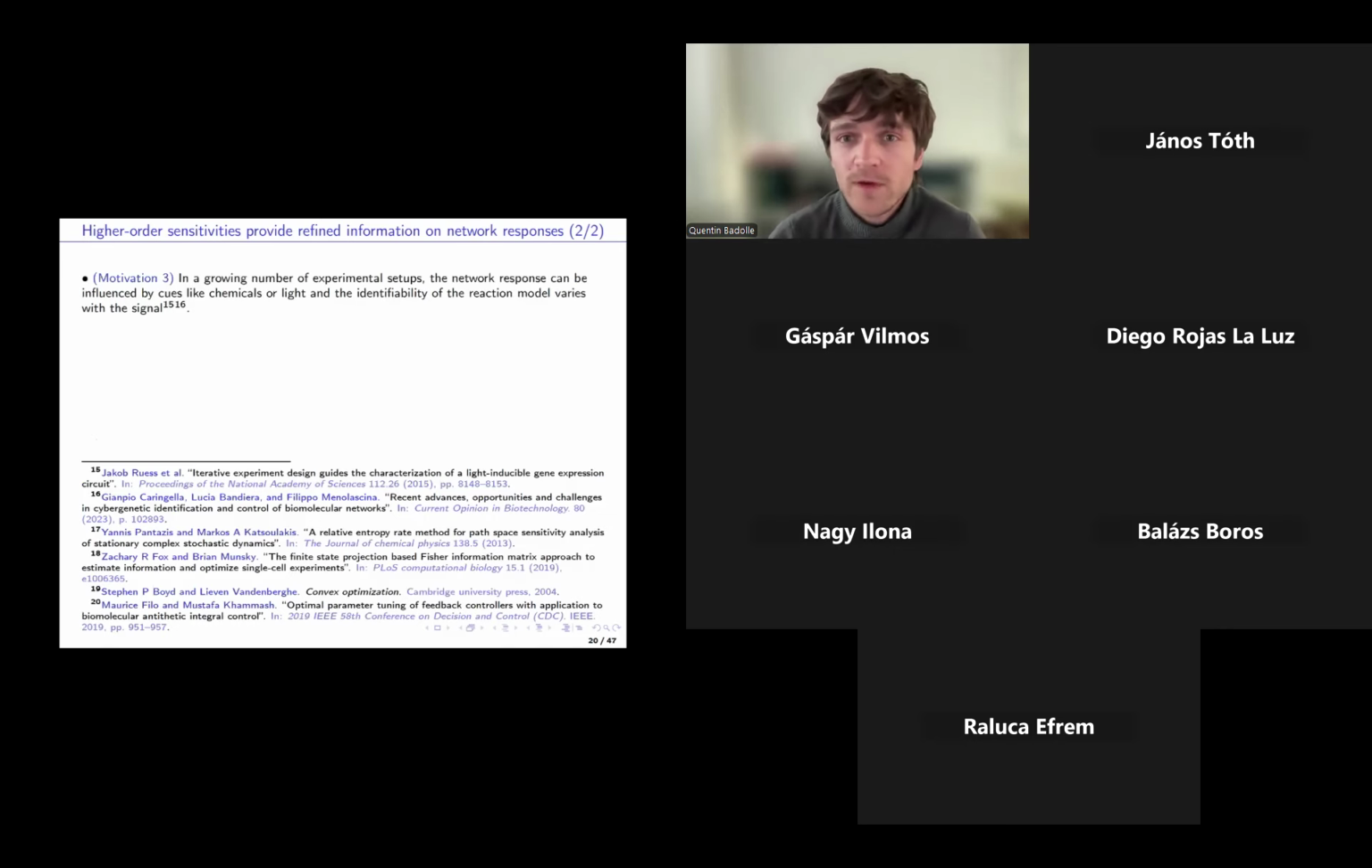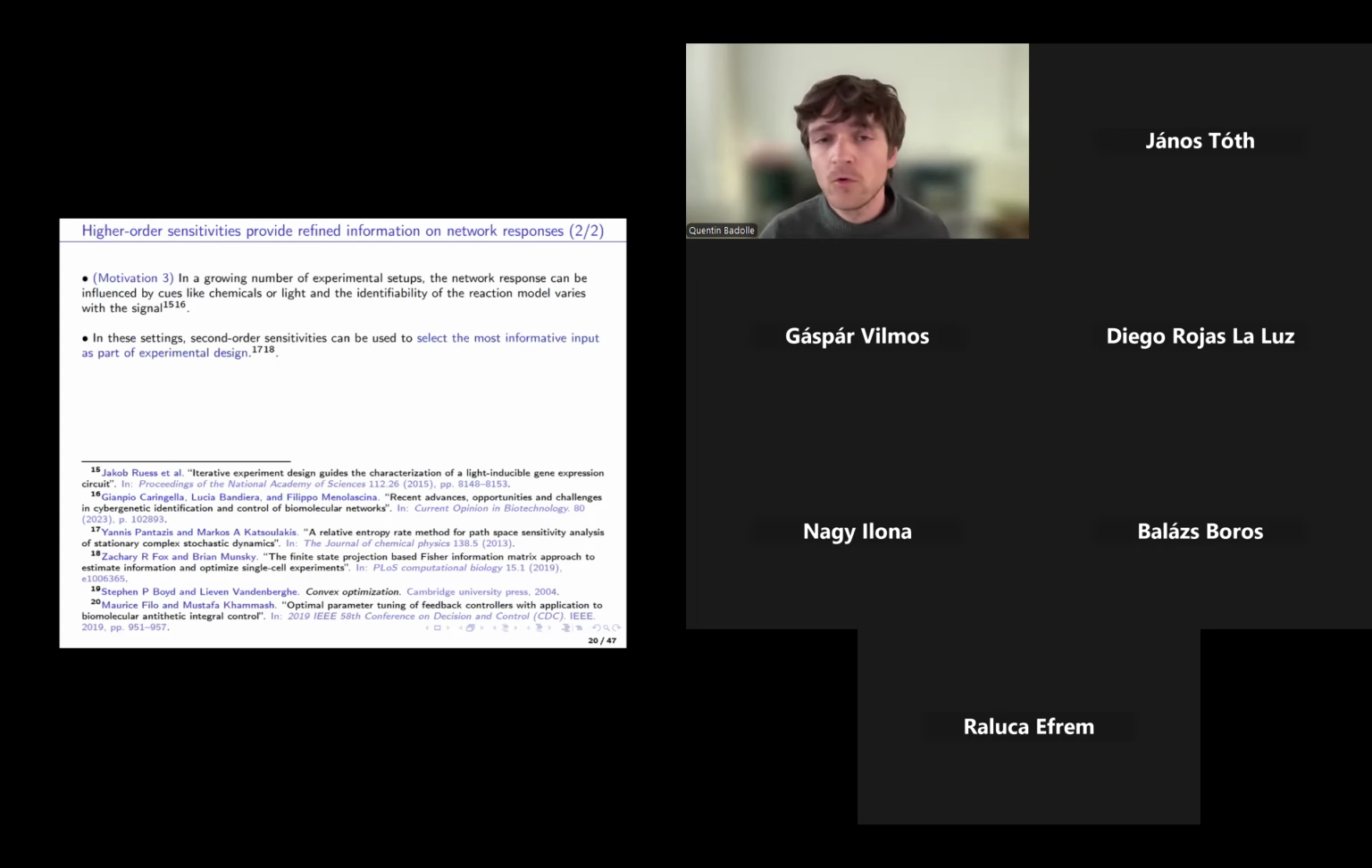Now, third motivation is that in a growing number of experimental setups, the response of your chemical reaction networks can be influenced by cues like chemicals or light. And depending on the cues with which you interact with your system, you will have more or less identifiable measurements. And so through the second-order sensitivities, you can select the most informative inputs as part of a procedure which is commonly referred to as experimental design.